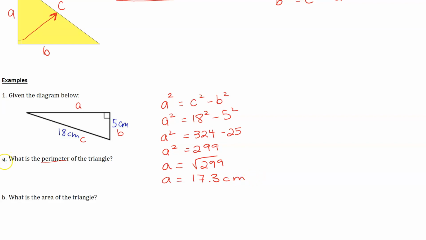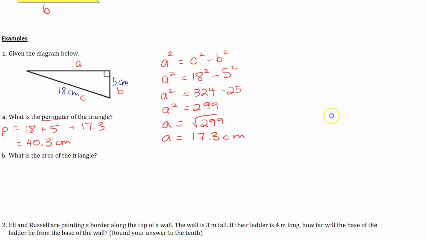So the original question A here is, what is the perimeter of the triangle? To work out the perimeter, we just add up all three sides. So the total perimeter would be 40.3 centimeters.